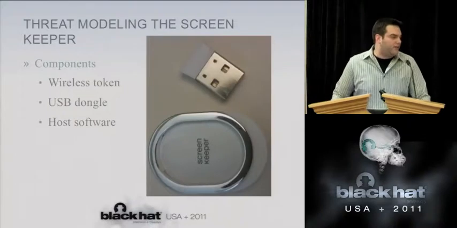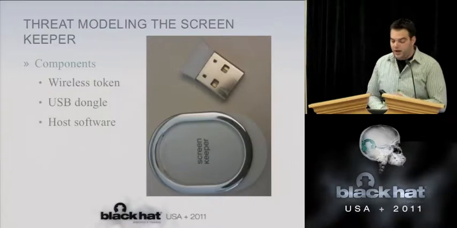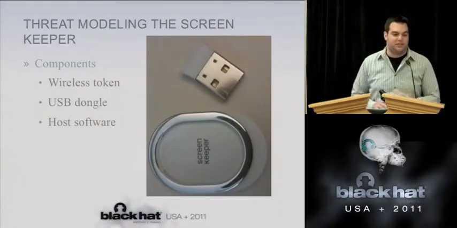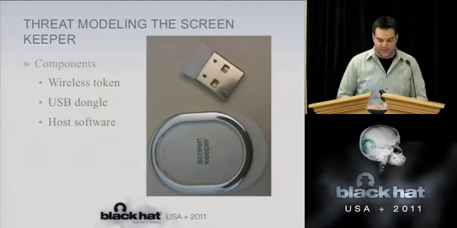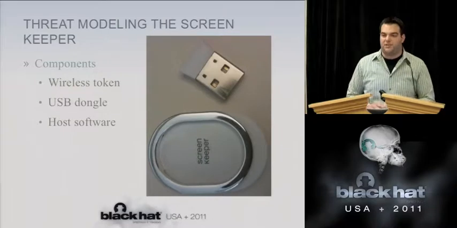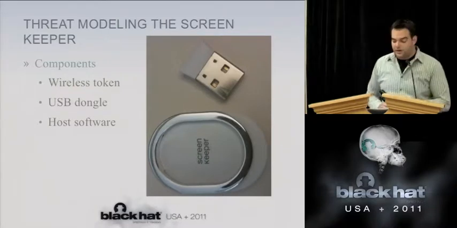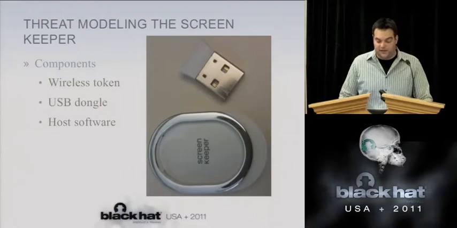We have our different components of the Screenkeeper architecture. There's this wireless token that's shown with the silver. That's like a clip, so you can clip it on your shirt and be super fashion forward. There's a USB dongle, the little USB that plugs into your computer. And then there's software you run on the host. And in noticing this, the host software is completely user space.